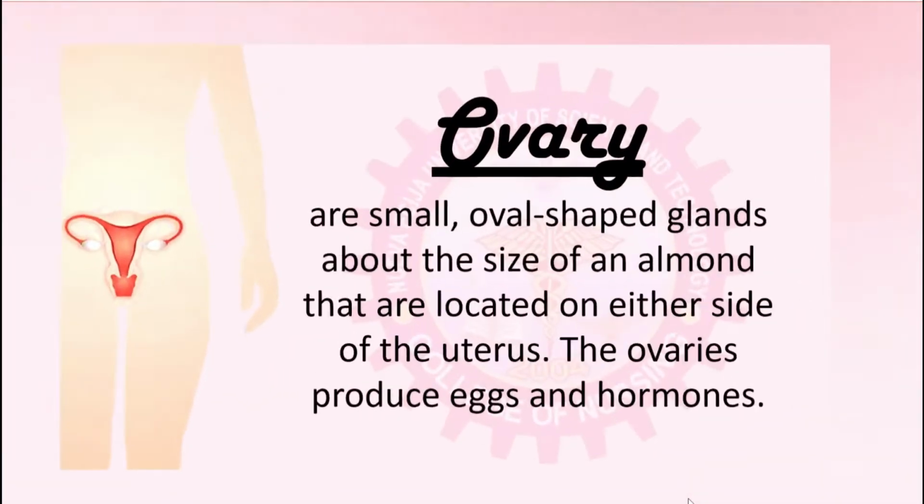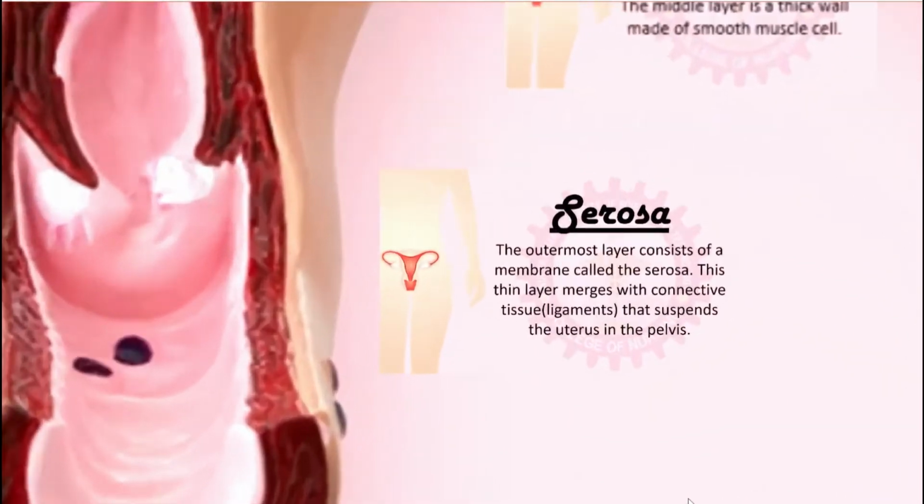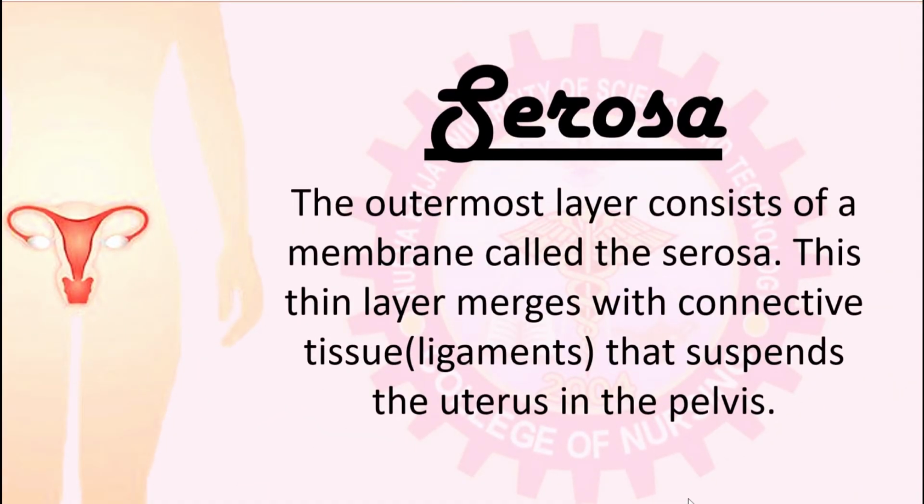And the ovaries are small oval-shaped glands about the size of an almond that are located on either side of the uterus. The ovaries produce eggs and hormones. And serosa, the outermost layer consists of a membrane called the serosa. This is a thin layer merged with connective tissue ligaments that suspends the uterus in the pelvis.